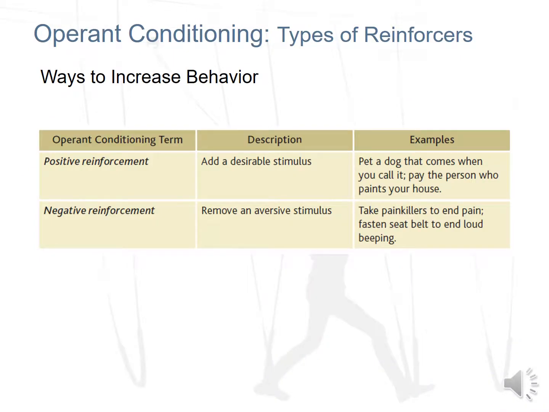In this chart, we see ways to increase behavior through reinforcers. On the left, we have operant conditioning terms, such as positive reinforcement. In the middle, we have description, which is adding a desirable stimulus. And an example is you pet a dog that comes when you call it, you pay the person who paints your house. Negative reinforcement is to remove an aversive stimulus, and for instance, you would take painkillers to end pain or fasten a seatbelt to end loud beeping.